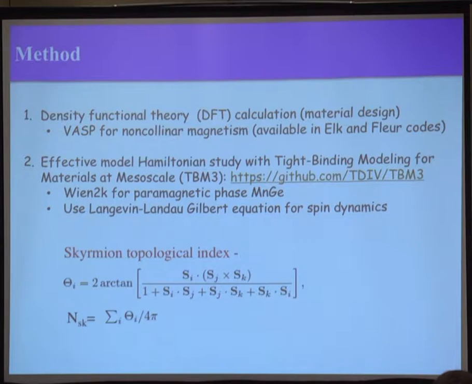Here I want to give you some brief mentions of method. We are using density functional theory to calculate the magnetic silicide and germanium for the real materials. Specifically, for our work we have used the full potential package for non-collinear magnetism. I also point out that non-collinear magnetism can also be simulated in other full potential packages.